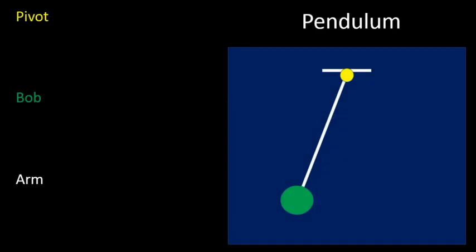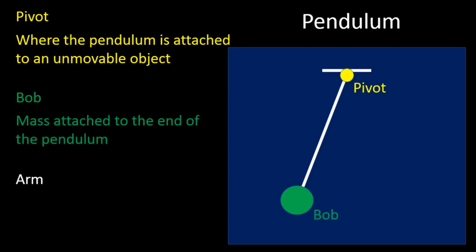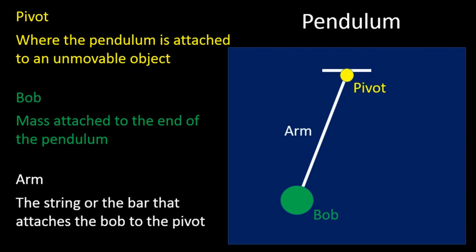The lesson also talks about the pendulum, and in a couple slides I'll explain why they talk about the pendulum, how that's a really good example of kinetic energy. But first, let's go through the parts of a pendulum. First, we have the pivot, and the pivot is where the pendulum is attached to an unmovable object, right? So that's the attachment point, and that's the pivot point where it's going to swing. Next is the bob, and the bob is the mass at the end of the pendulum. And then the arm is the string or the bar or the chain that attaches the bob to the pivot.